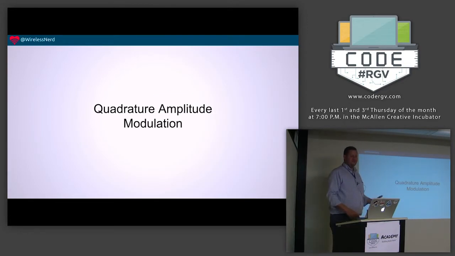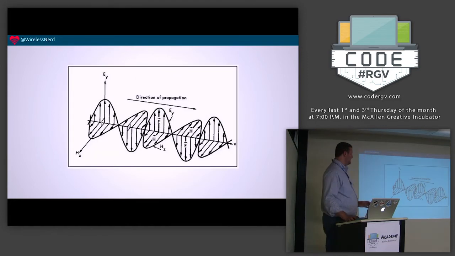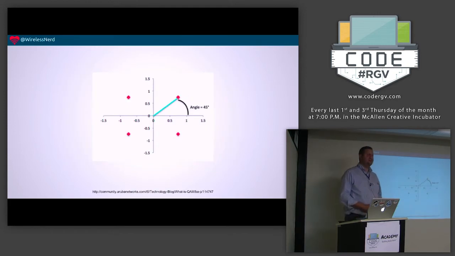So, quadrature amplitude modulation. I figured I'd talk about QAM in case anyone was interested. QAM varies two different things, but it's actually four because you're doing one on each side, so that's why it's quadrature. Basically it varies two different properties at the same time to give you a different response. And one of those properties is the angle.